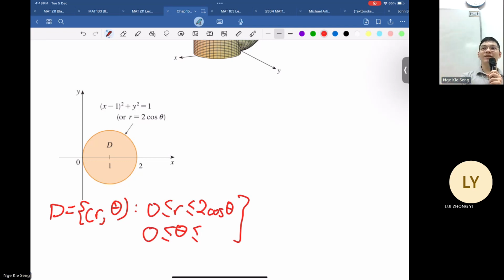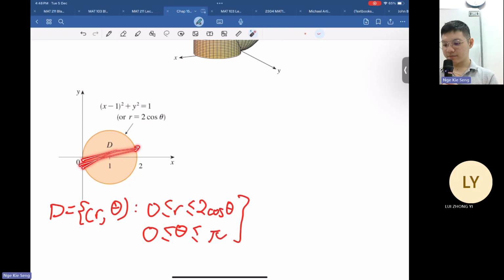0 to not 2 pi. Pi is enough. Okay, pi will draw everything. This is the first example we saw last time. Okay. Up to pi is enough.